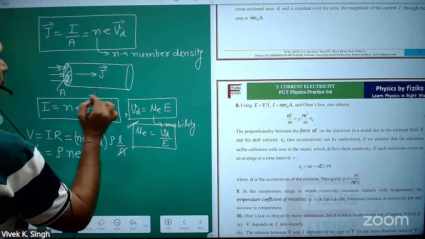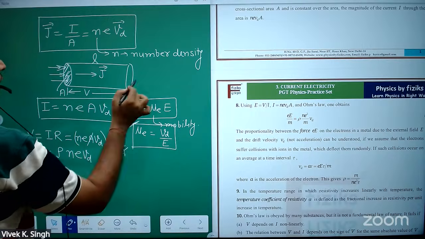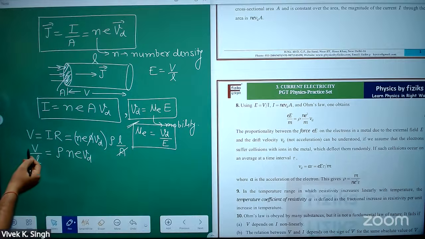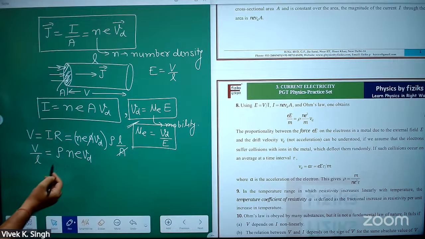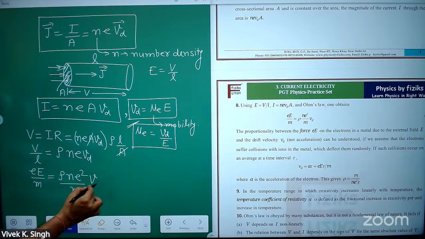If you have a potential difference V across the length L, then E is given by V by L. So the electric field is rho nevd. Now let's multiply it by the electronic charge divided by the mass of the electron. This will give you the acceleration of the charged particle in this material. Multiplying with e, we get rho ne square by m into vd.